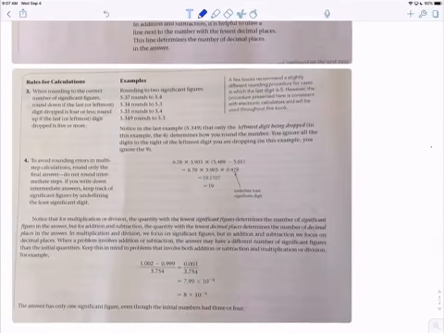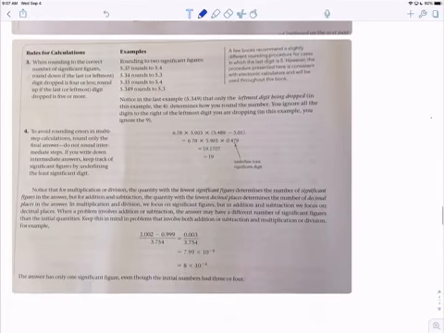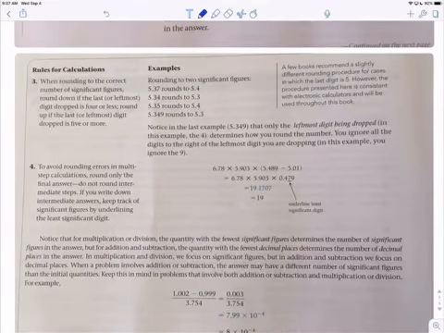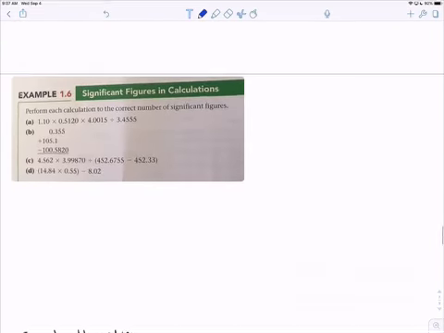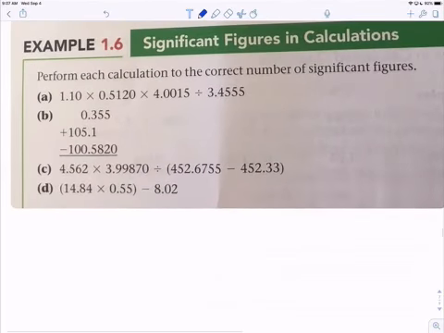Okay, and then the rounding. Okay, this is just further rules. Round at the end, and don't round in the middle. Okay. All right, so let's do some examples here.